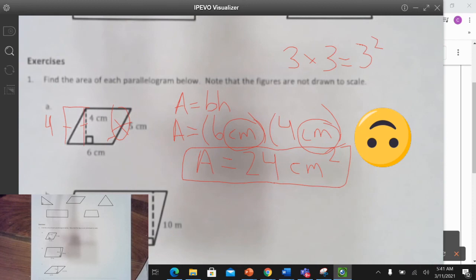Now, when you go through the examples, I do want you to write all these steps. Even if you can easily see it, I want you to write the formula. I want you to substitute. And then I want you to write your final answer, just so we get in the habit of using this formula to solve for area.